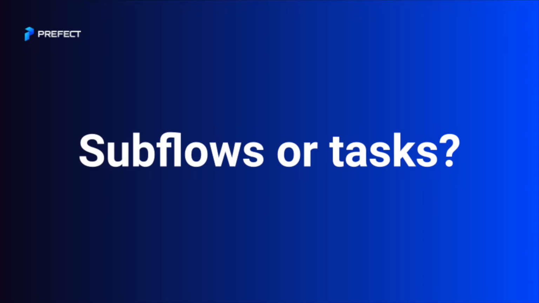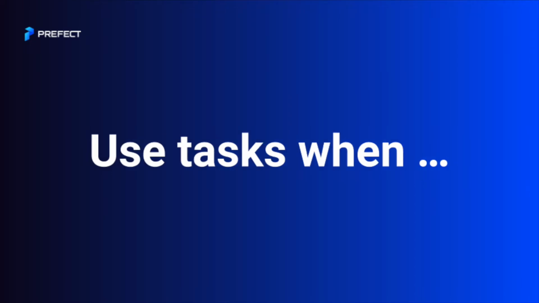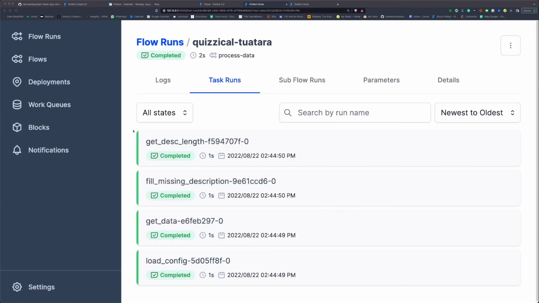So when should you use subflows and when should you use tasks? In general, you should use tasks when you want to add observability into each unit of work inside a flow. For example, you might want to turn each function call inside the process data flow into tasks so that you know when each of these tasks are executed.